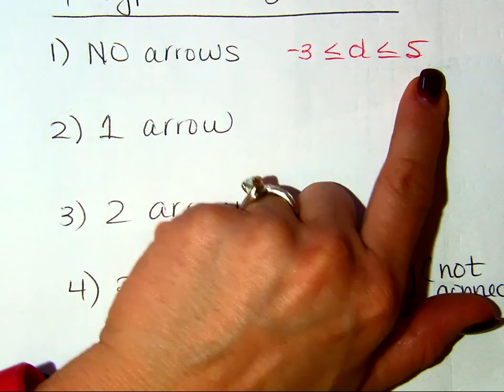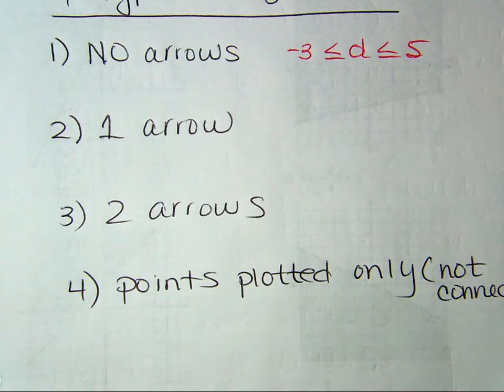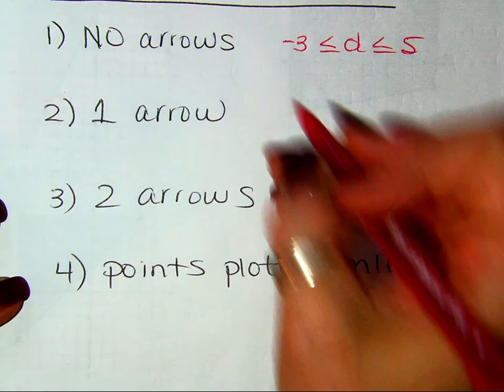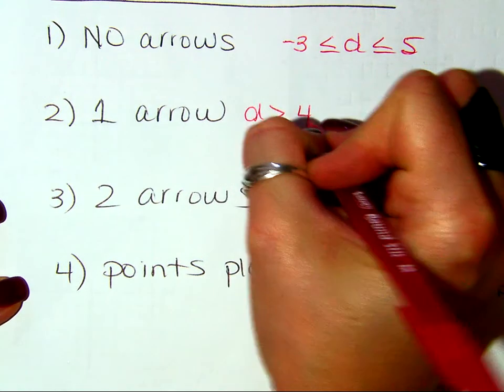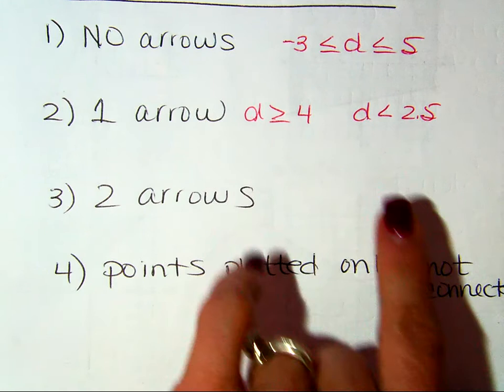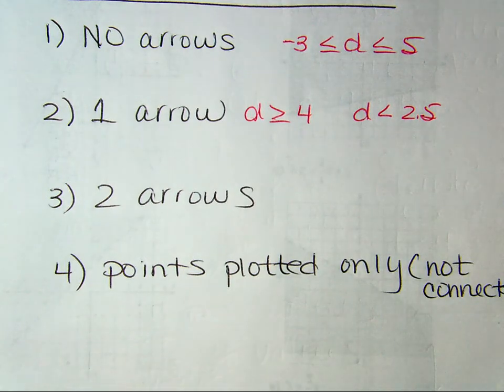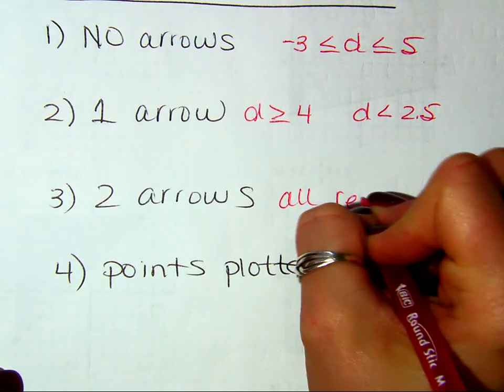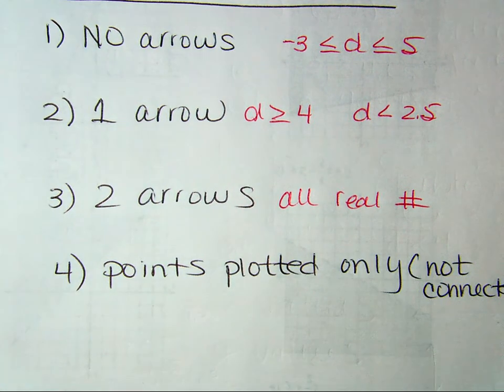Okay, when there's one arrow, it's going to look like this. Like it could be greater than or equal to 4, or your domain could be less than 2.5 or whatever. It's only going to look like one endpoint. If it's got 2 arrows, usually it'll be what for your domain? All real numbers. Okay? I say usually because I'm going to show you number 5. Number 5 is kind of a weird, wacky graph that we're probably never going to see in Algebra 1 other than for this lesson right here.